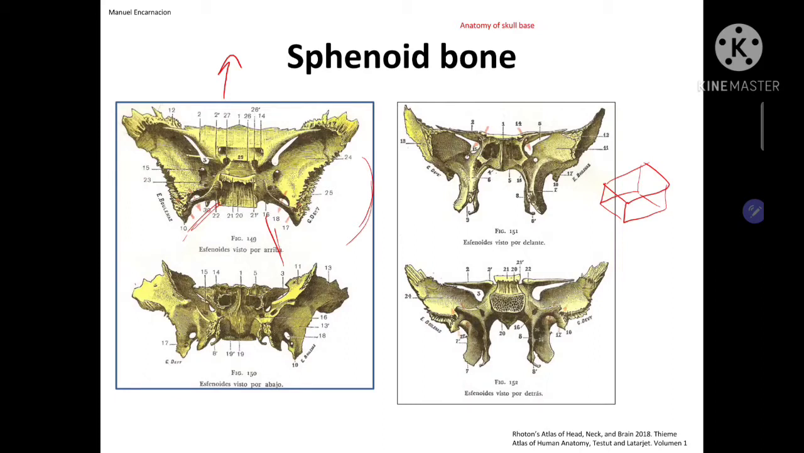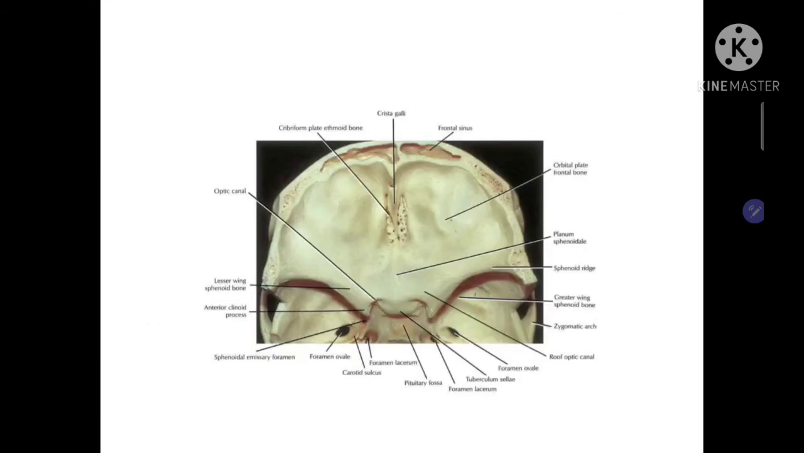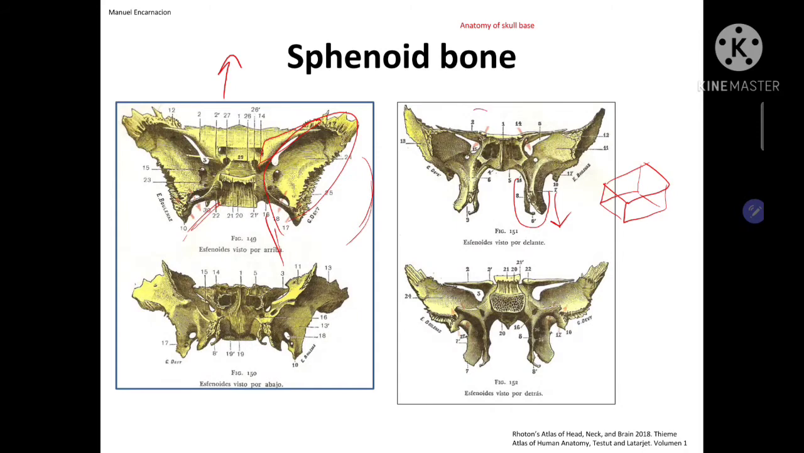Of these three processes, two of them are superolateral and triangular. Those processes are the wings: the lesser wing here, and the major wing. And another one here, as you can see, this process goes inferiorly, okay, and has a semilunar shape. This process is called the pterygoid process. So first we're going to start talking about the body of the sphenoid, the cubic part of the sphenoid.